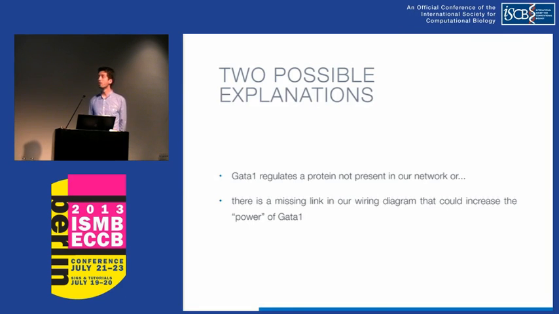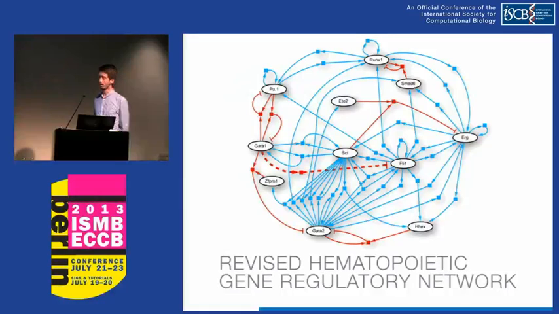So we decided to stick with the second option and see whether it was possible to derive a hypothesis for a missing link, a link that could increase the power of GATA1. And so we started looking again at our network and at our data. And what we found out is that by looking at the regulatory regions of FLI1 and GATA2, we could see that these 2 regulatory regions were quite similar.